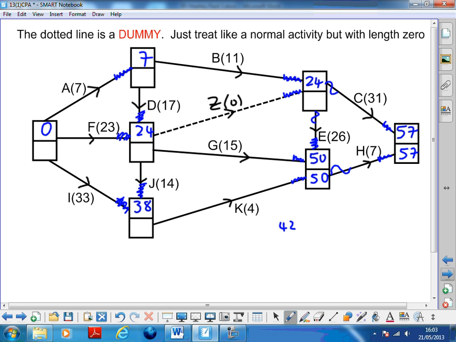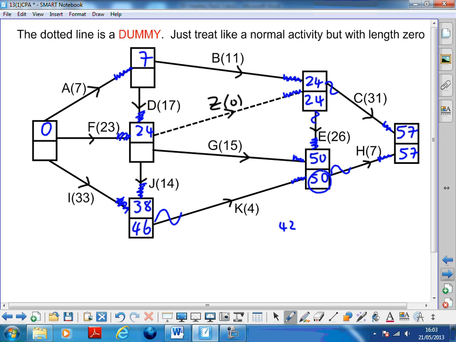And I'm looking at the bottom numbers. 50 here minus 26 is 24. The smallest is 24, so that goes there. Is that right? Yes, that's right. Okay, this one down here is easy. One thing going out of that. So that's 50 minus 4, which is 46.